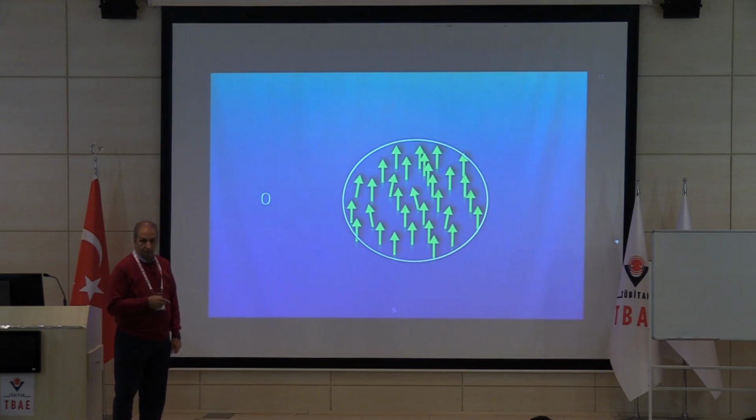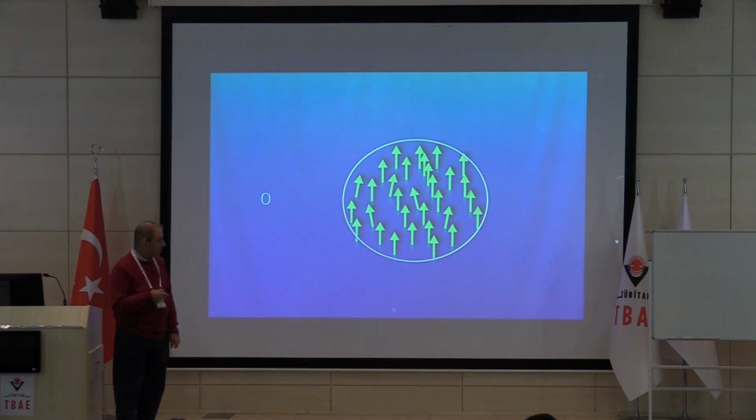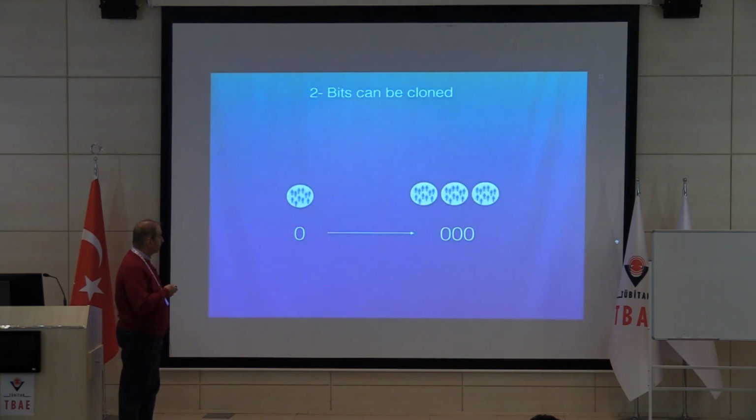So this is the case where we have a 0 bit. As you see, the majority of them are in the up direction, but not exactly in the up direction. Some of them are tilted, but it doesn't matter. The other one is bit equal to 1. Some of them may even be up, like this one. But the whole thing represents a bit which is equal to 1. This is the first property.